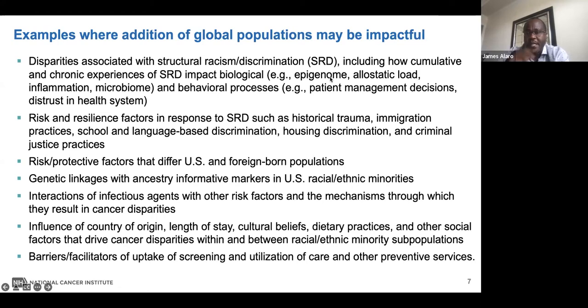You are not limited to these examples that we are showing you there, but it's a new area of research. NCI, NIH broadly is concerned about structural racism and wants to do something to address that. So you may consider if this is your area of work. There are several other examples that we've listed here. For example, risk protective factors that differ between US and foreign populations, the influence of country of origin, length of stay, cultural beliefs, and all those others. So please go through the funding opportunity and remember, you are not limited to these examples. We encourage you to submit any science that you feel appropriate for this opportunity.